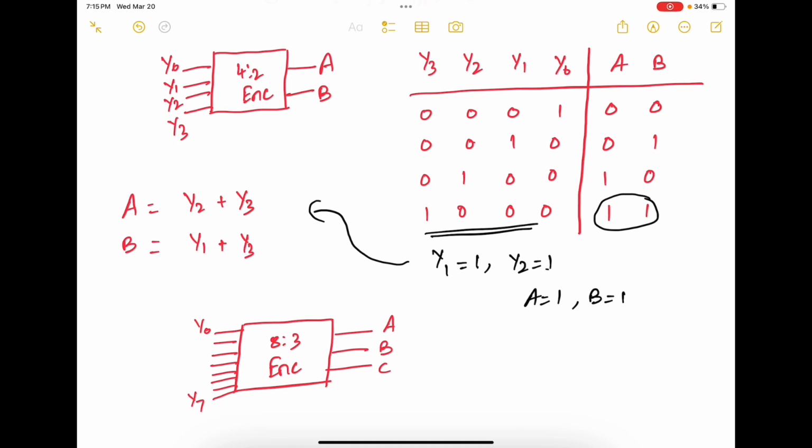The second problem is, what if all the inputs are zeros? When all the inputs are zeros, your a will be a 0 and your b will be a 0. Just plug the values into these equations here. Again, a equals to 0 and b equals to 0 only when y0 is a 1 and y3, y2, y1 are zeros. So there is a conflicting nature here.